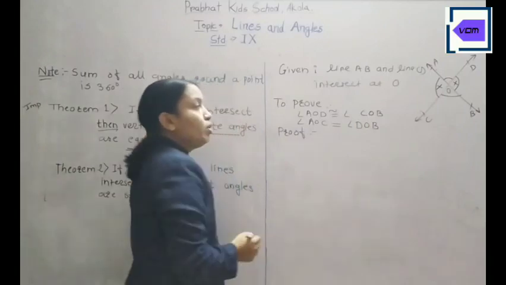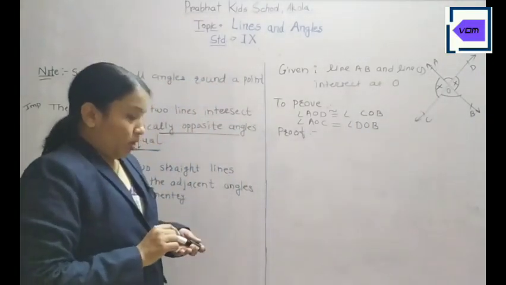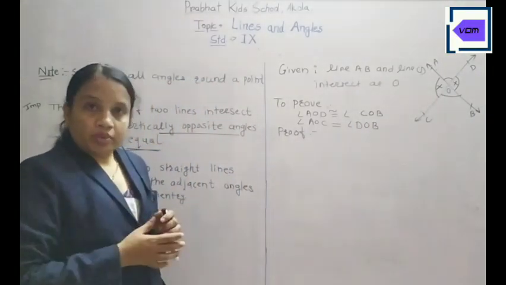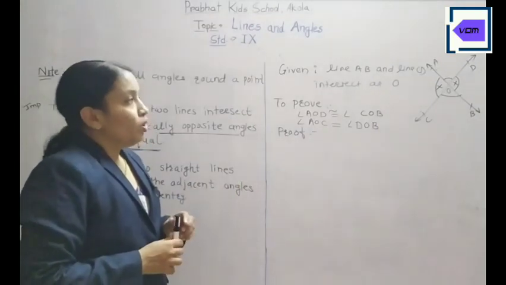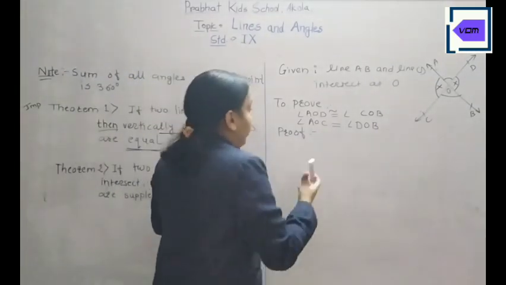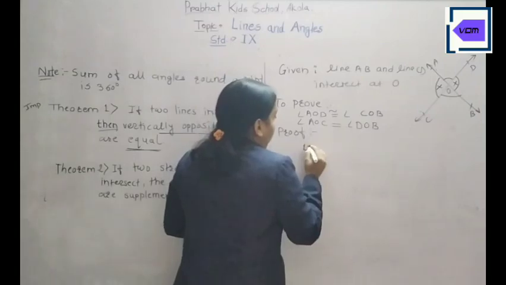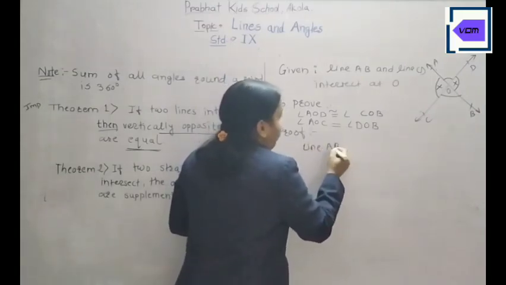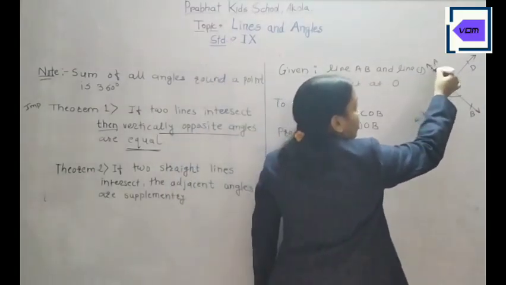That you have to prove, angle DOB. Now how to prove this? For this you have to remember axiom 1 and 2. Now line AB is there. Is it?